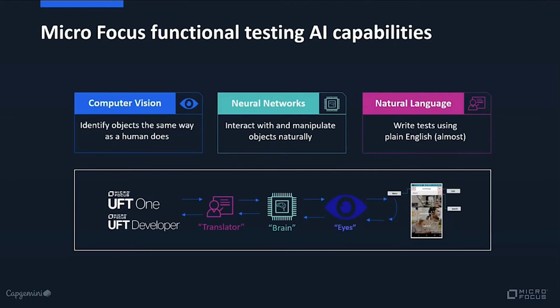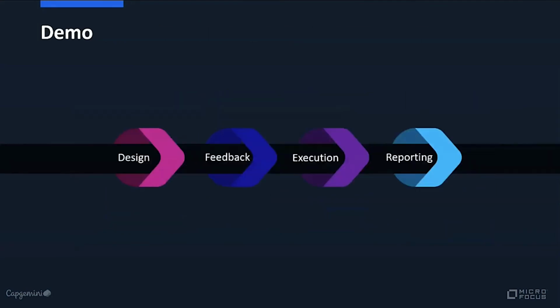So now I'm going to demonstrate how these features work in action. We have this demo, which is categorized into four parts: design, feedback, execution, and reporting. In the design part, we will see the different ways we can design AI-based test scripts. We understand that for developing a test script, we need the application under test. But with AI-based scripts, we don't care what the physical properties are. It's completely technology agnostic.